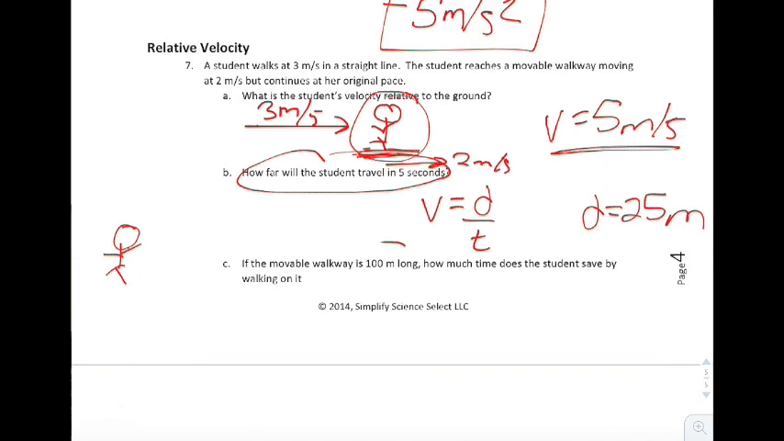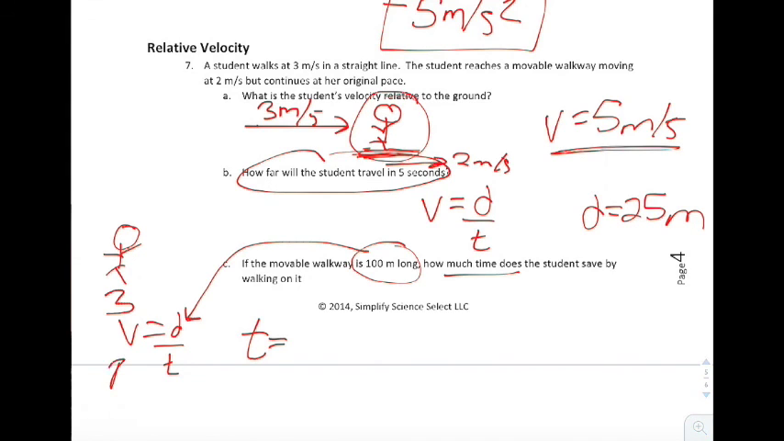Finally, it says you have a movable walkway that's 100 meters long. How much time does the student save by walking on it? So you can solve for time using v equals d over t in 2 different ways. You can do it with a velocity of 3 meters per second, which is their original speed without the movable walkway, and your 100 meters. And you can also solve for it with 5 meters per second. When you do that, you should end up getting a final answer of about 13.3 seconds.